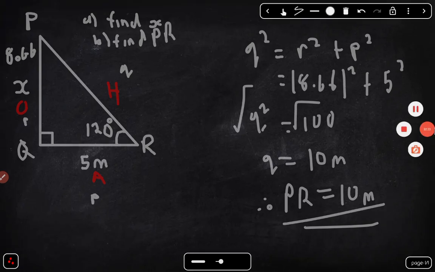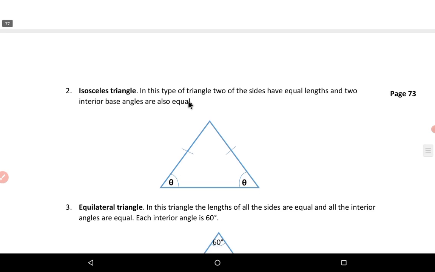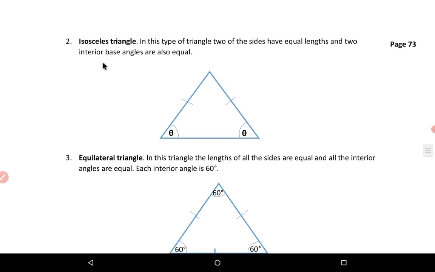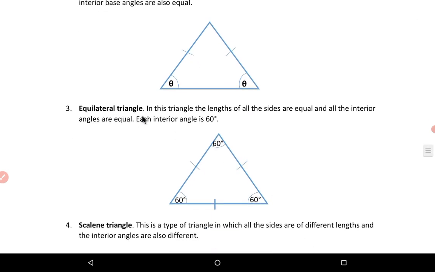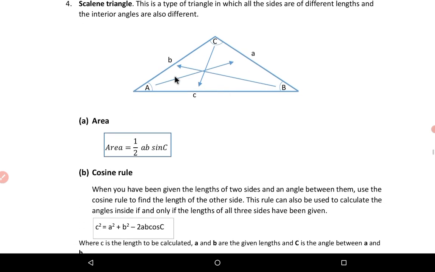After you're good with trigonometric ratios, now is when you can look at other types of triangles. An isosceles triangle is a type of triangle which has two sides equal. This side and this side are equal, and even the base angles will be the same. An equilateral triangle has all sides equal, and all the angles inside are also equal. A scalene is a type of triangle where none of the sides is equal and also none of the angles is equal.